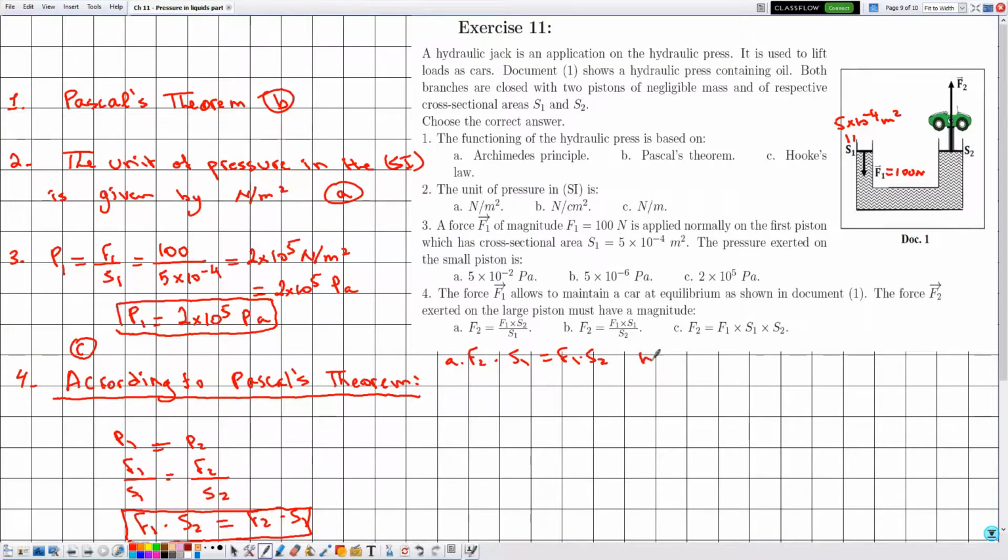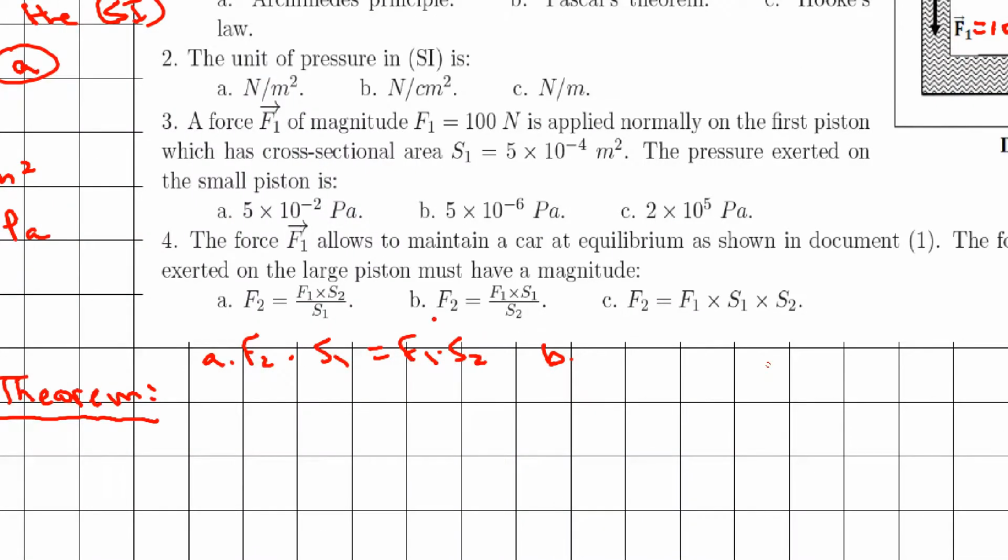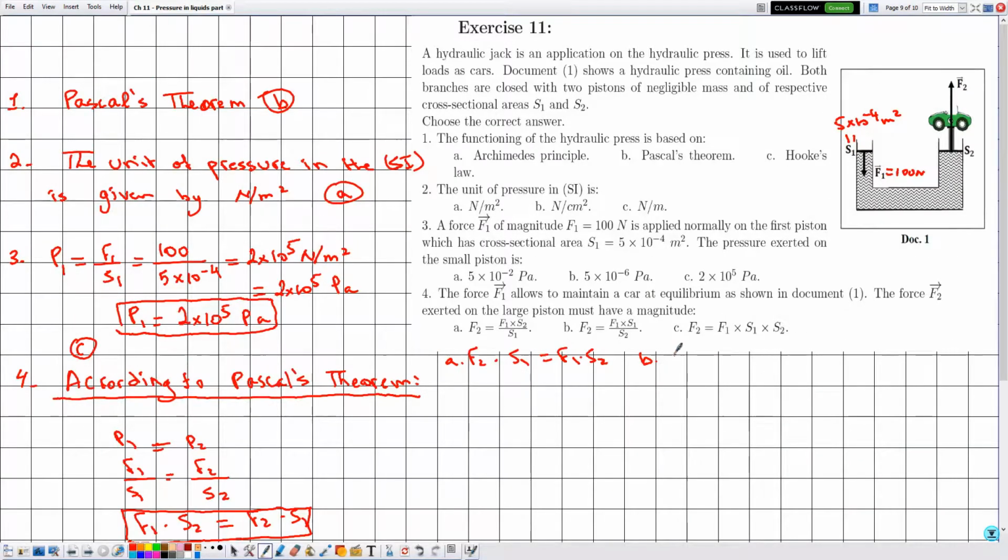Now as for B, notice that here F2 is not divided by anything, so it's divided by 1. So if we cross multiply, 1 multiplied by F1 times S1 will remain the same. So F2 multiplied by S2 is equal to F1 multiplied by S1.